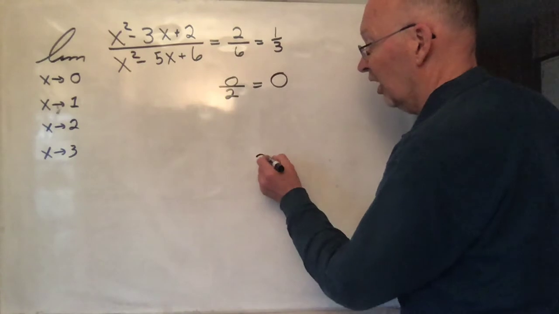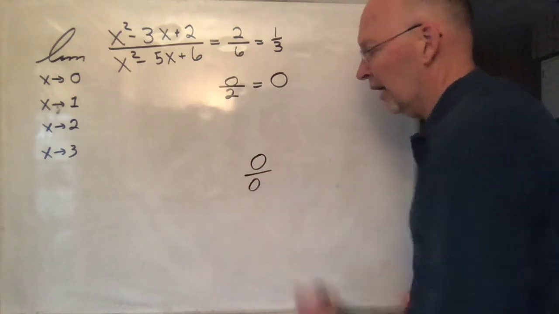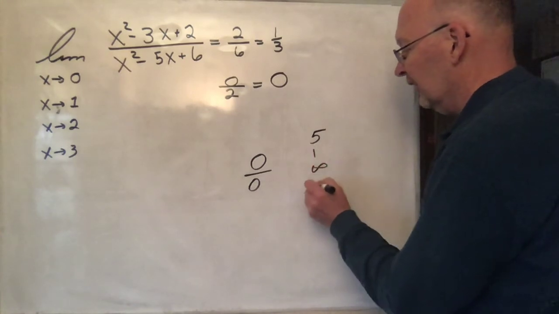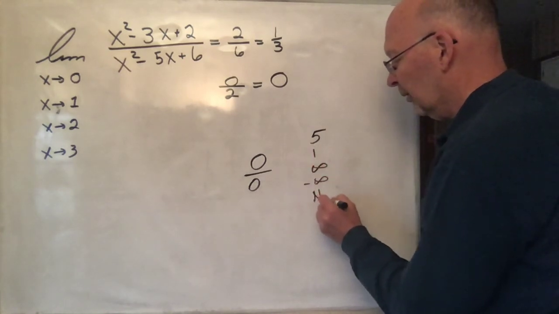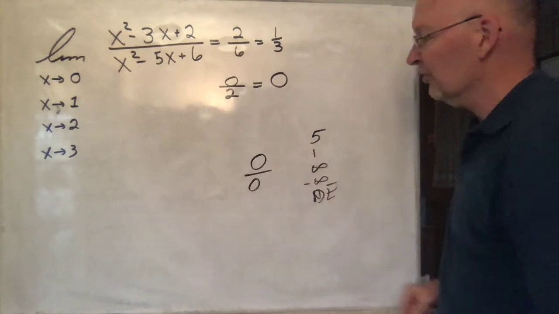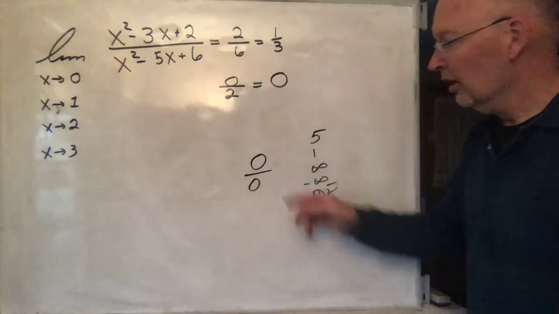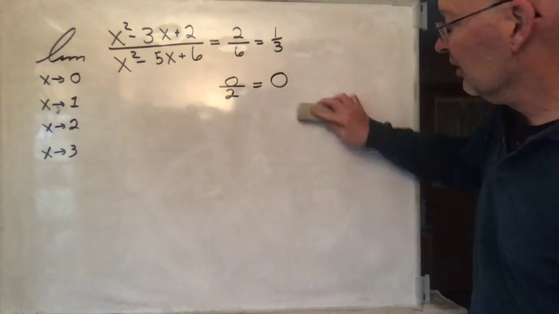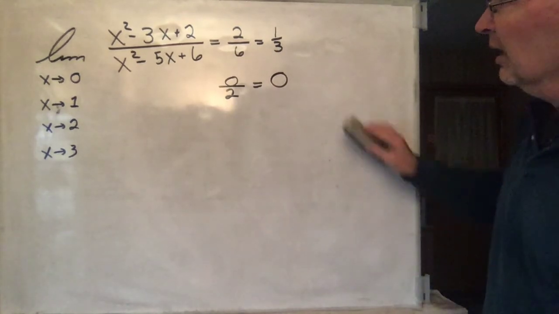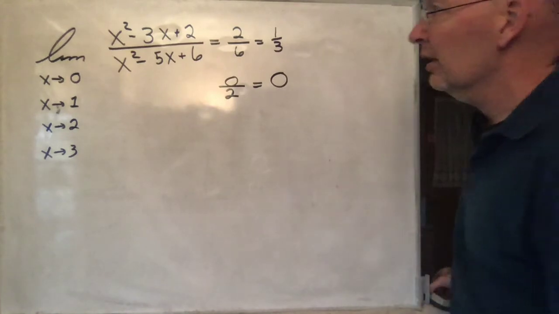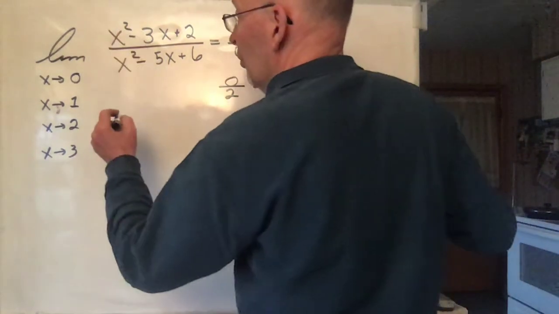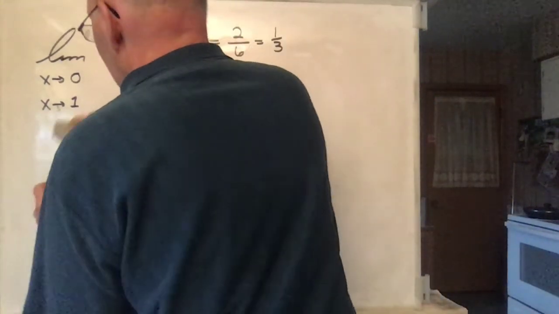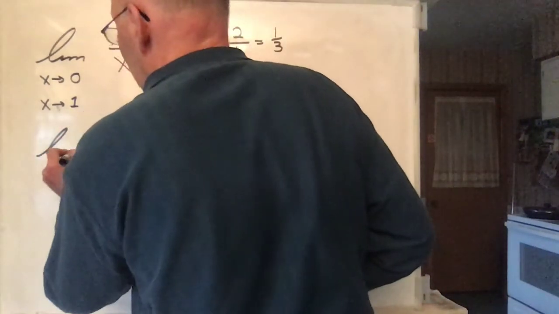And as we just saw, when you have 0 over 0, anything was possible. What did we get for answers? 5, 1, infinity, minus infinity, no limit, or it doesn't exist. We had all sorts of possible answers when you had a 0 over 0 situation. So you can't just claim what the answer is, you have to play with it. And the way to play with this one is to factor both the numerator and the denominator. So now let me go ahead and write this out.